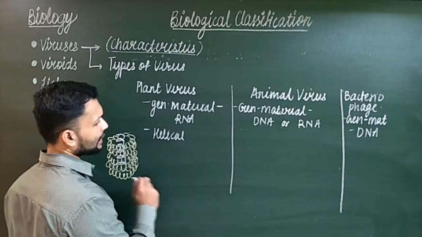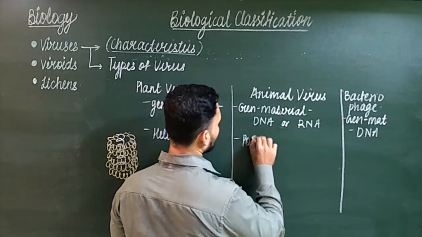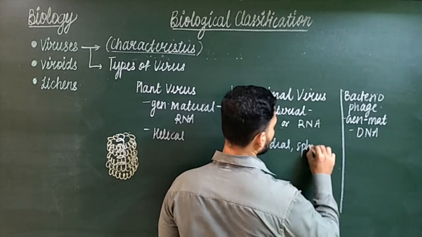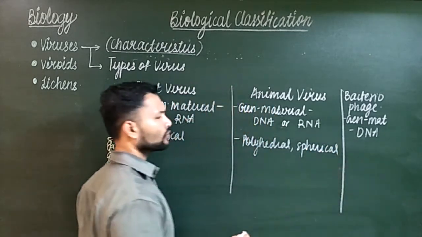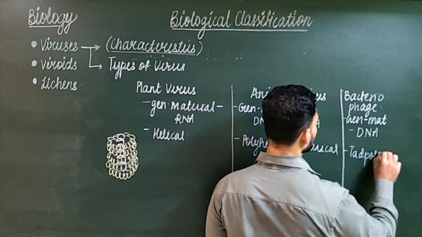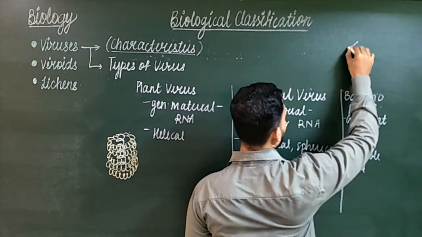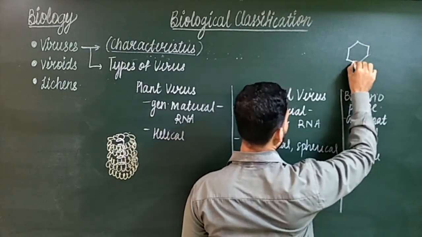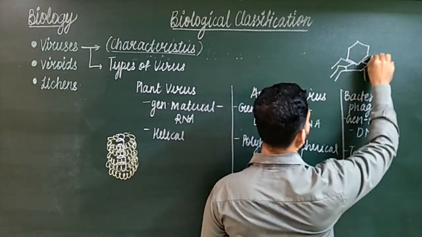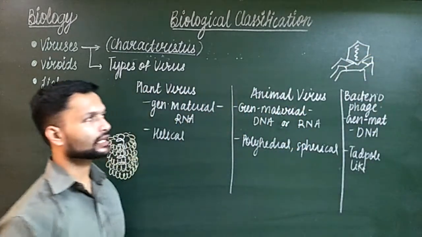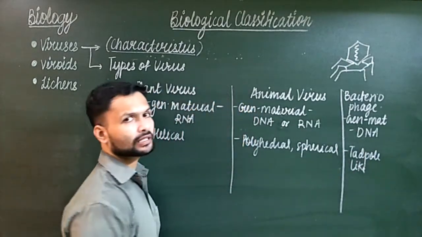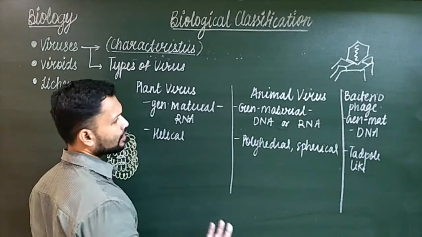So these are mostly helical, whereas this is polyhedral or spherical or oval, you can say. So animal viruses are mostly spherical, oval, polyhedral, and bacteriophages are mostly tadpole like. Okay, these are mostly tadpole like. As everyone knows about bacteriophages, you get such a covering on top and you can find these structures, and you have the genetic material inside. So it is polyhedral in shape, but a more specific word would be tadpole like. Okay, and obviously all are infectious.